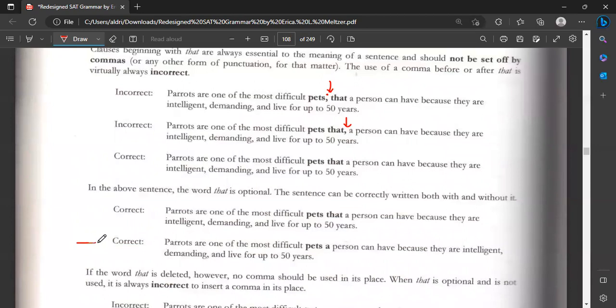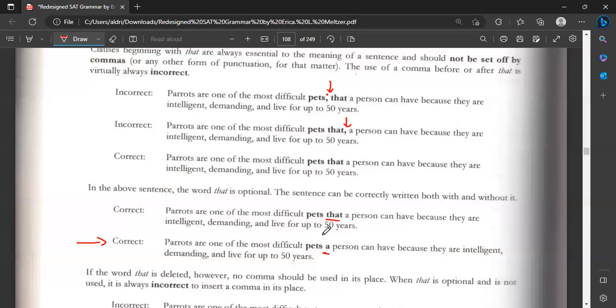Let's look at this one here. Parrots are one of the most difficult pets a person can have because they are intelligent, demanding, and live for up to 50 years. Parrots are one of the most difficult pets a person can have. So you've noticed that the word that is actually optional. In this case, we don't have the word that here. So the word that can be used or not used, it's optional, but if you're going to use it, just make sure you are not using any commas around it.